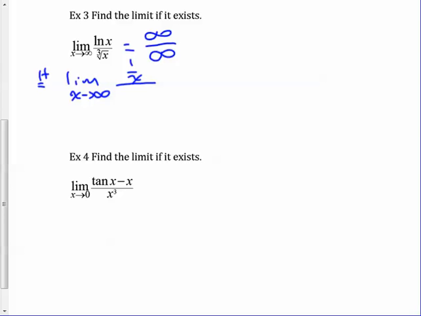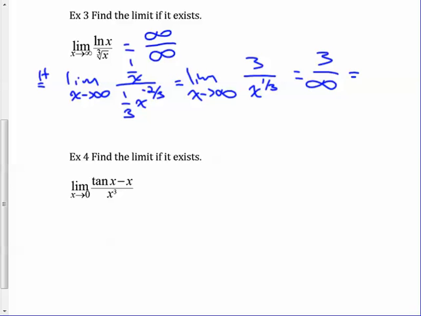And the derivative of the bottom here is 1/3 x to the negative 2/3, which simplifies to 3 over x to the 1/3, which equals, forgot to rewrite my limit, which equals zero.